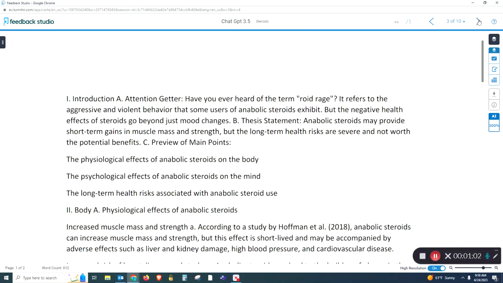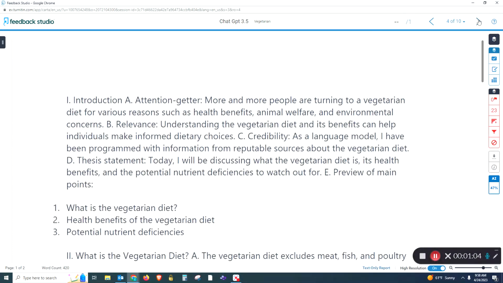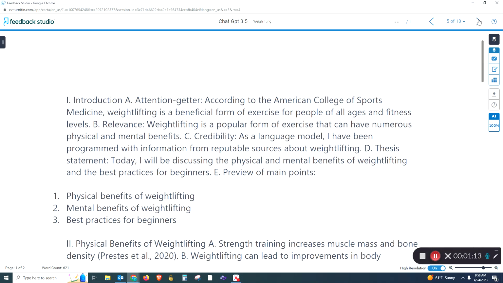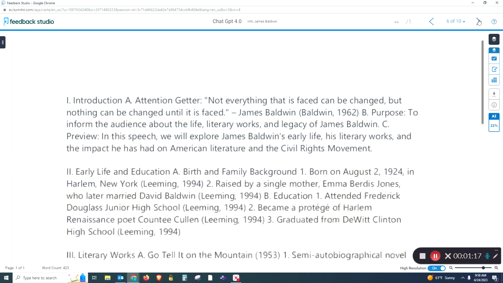Speech about investing, an outline about steroids. The one variation is this one about adopting a vegetarian diet. It says about half of it was written by AI. We got one more here about weightlifting at 100%. Okay, now we jump into the stuff from 4.0.